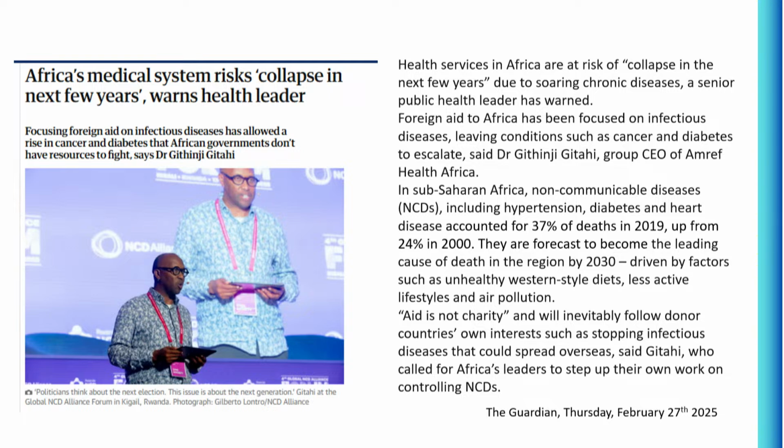He is mentioning that aid is not a charity and will inevitably follow donor countries' own interests, such as stopping infectious disease. Some of the donor countries are giving money just because they are interested in infectious disease, and that doesn't mean that we need to go for that. It's not a charity. It's out of global health interest that they are giving. That's what he is trying to say.